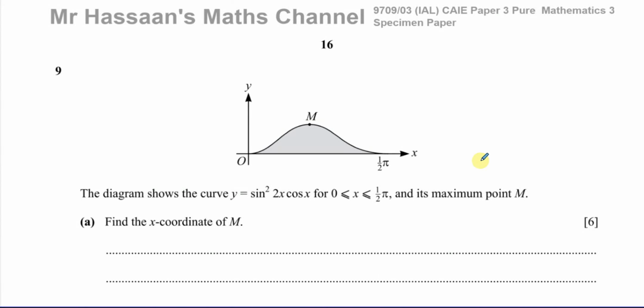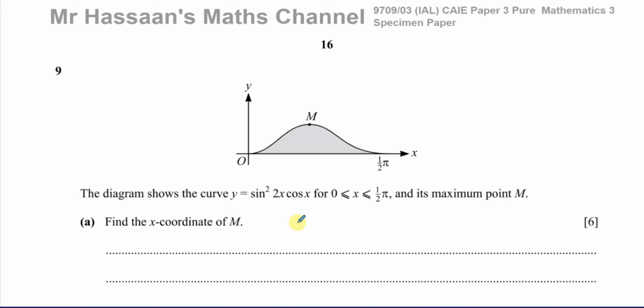Okay, welcome back. This is Mr. Hassan's Maths channel. I'm now going to answer question number 9, part A, from the specimen paper of the Pure Mathematics 3, paper 3 of the 9709 Cambridge International A-level exam. So 9A is about differentiation, 9B is about integration. I'm going to take them as two separate videos, so I can classify them according to topic as well.